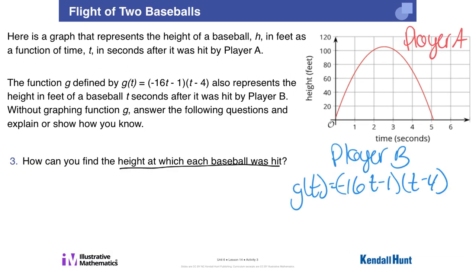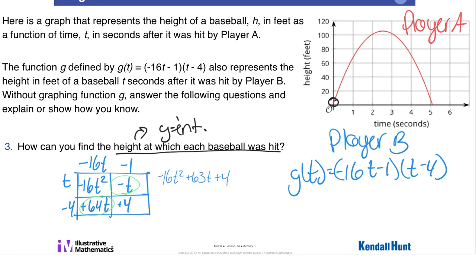The height at which each baseball was hit, we know is going to be the y-intercept of your function. And so for player A, that's easy to see. It's right there at about maybe 5 feet in the air. And for player B, we would be able to find it after we multiply this out. When you multiply it out, I used a diagram right here. And when you simplify your like terms, you get this over here with 4 being the y-intercept. It's not asking here which player hit it from a higher height or anything. It's just making sure you know where to find that information from both the graph and the equation.